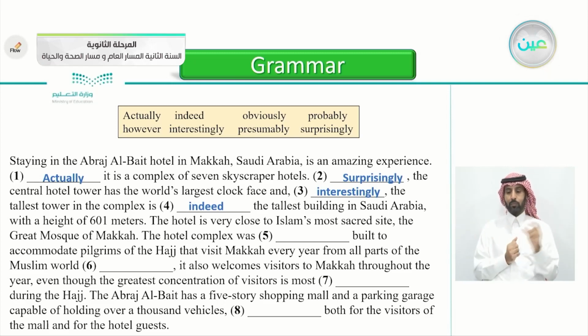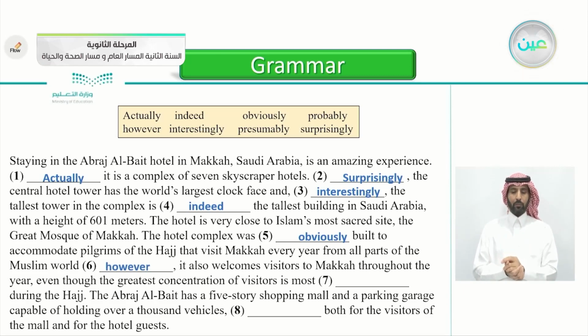So number 5: the hotel complex was obviously, something very obvious, everyone can see why, built to accommodate pilgrims of the Hajj that visit Mecca every year from all parts of the Muslim world. And number 6 is: however, it also welcomes visitors to Mecca throughout the year.